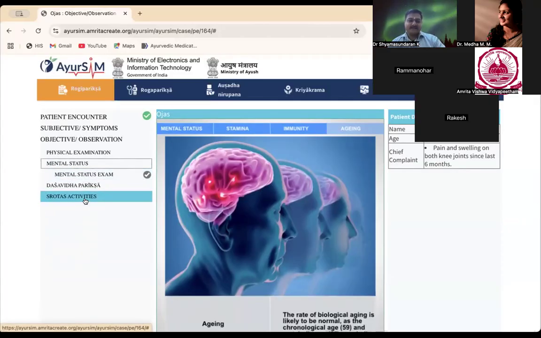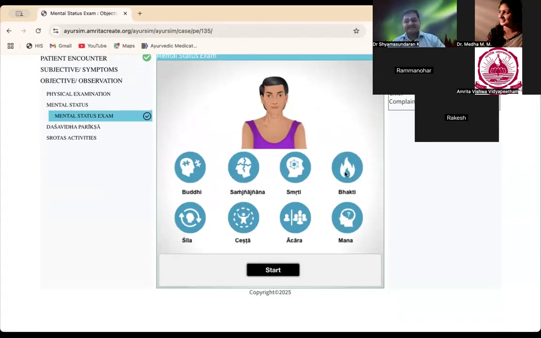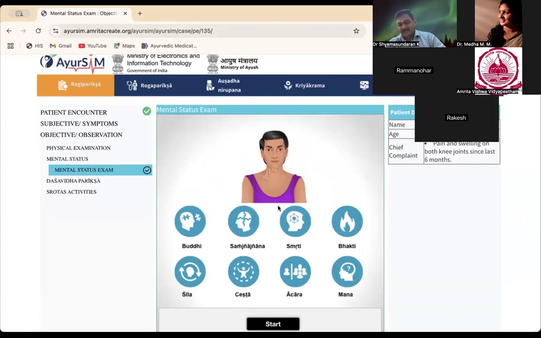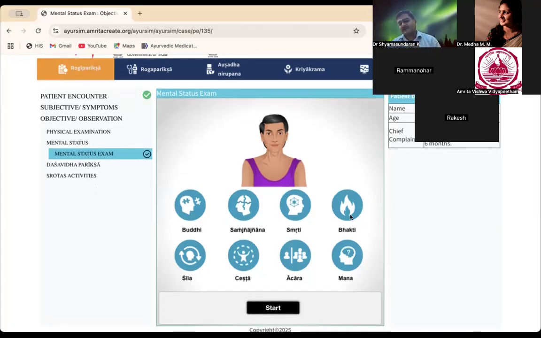Again, in mental status, what are the different things you have to consider? So it is buddhi, samyagana, smriti, bhakti, shila, cheshta, achara, and man. See, whatever we have represented here in this portal is from the classical references. We have not taken anything randomly. All of them have references because of which they are represented here. And in future, we are also planning to give you the references of all of this.